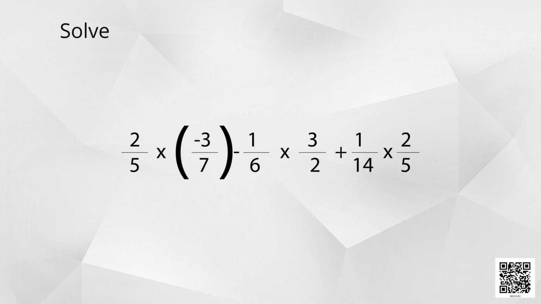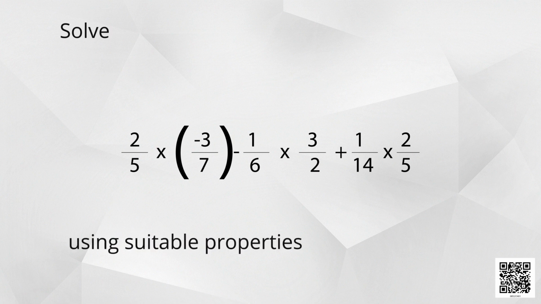Children, you should practice similar questions like the one I am giving you. Solve 2 upon 5 into minus 3 upon 7, minus 1 upon 6 into 3 upon 2, plus 1 upon 14 into 2 upon 5, using suitable properties.